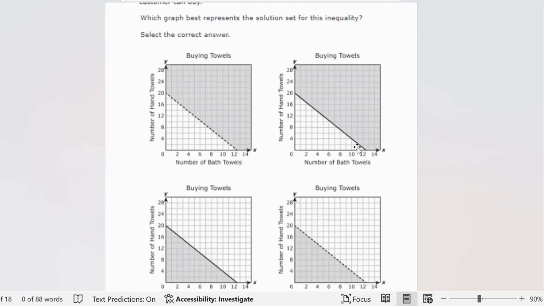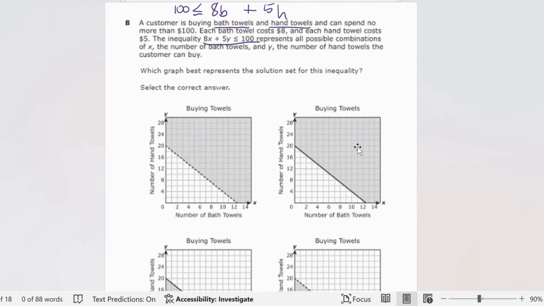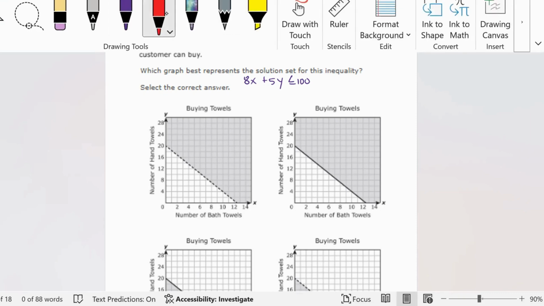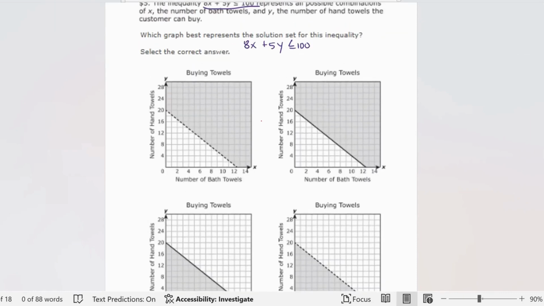Now, don't get lost with this, okay? It says 8x plus 5y less than or equal to 100. You're still going to solve for y. That's how important it is to understand. Solve for y because they're asking us to graph it. Okay, so minus 8x, that's gone. Divide by 5. Divide by 5. Now if you graph this, you're going to see it.